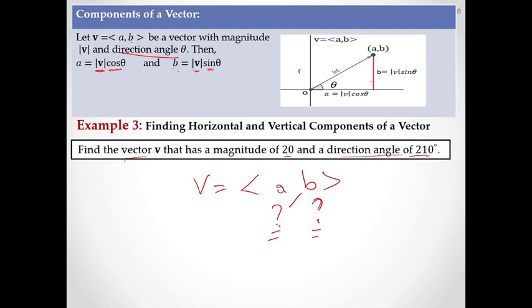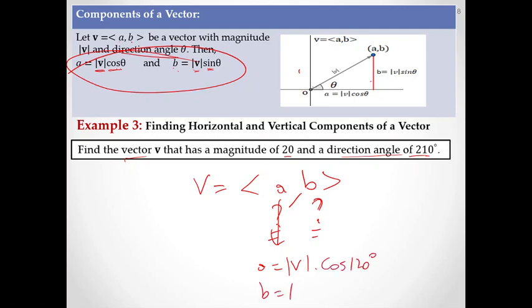From here, we know this A has to be equal to the magnitude of V times cosine 210, and B has to be the magnitude of V times sine 210. Okay, sorry, this is 210. This will be 20 times what is cosine 210.